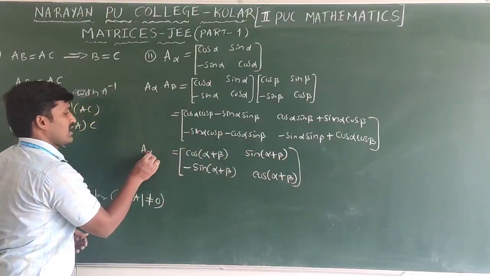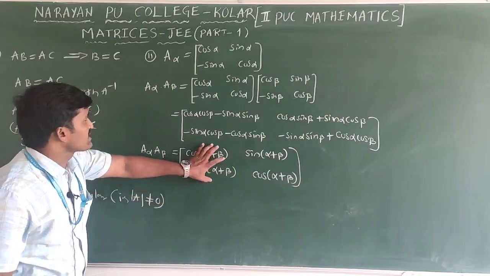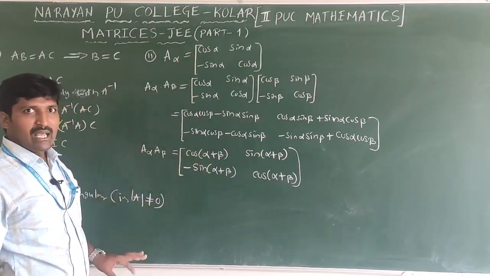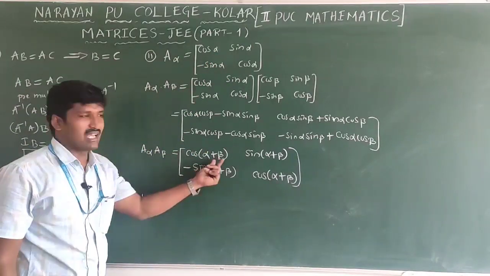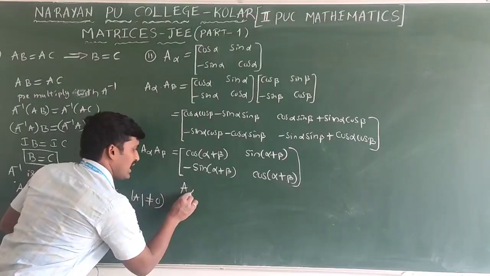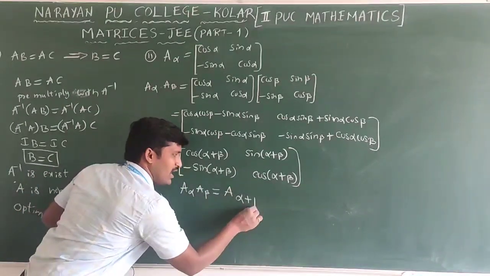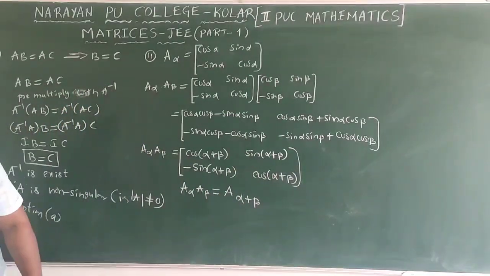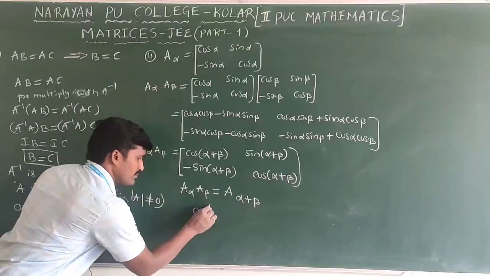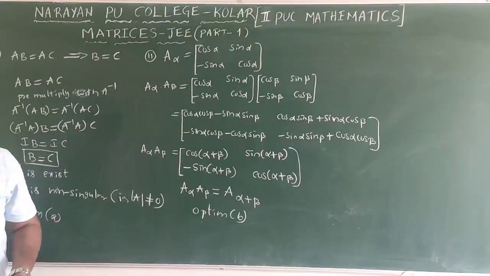Now this is A alpha into A beta. Compare this matrix and the A matrix: same format only, but in the place of alpha, what is there? Alpha plus beta in every angle. That's why A alpha into A beta is equal to A of alpha plus beta. So which option is correct? Option B. Option B is the correct option.